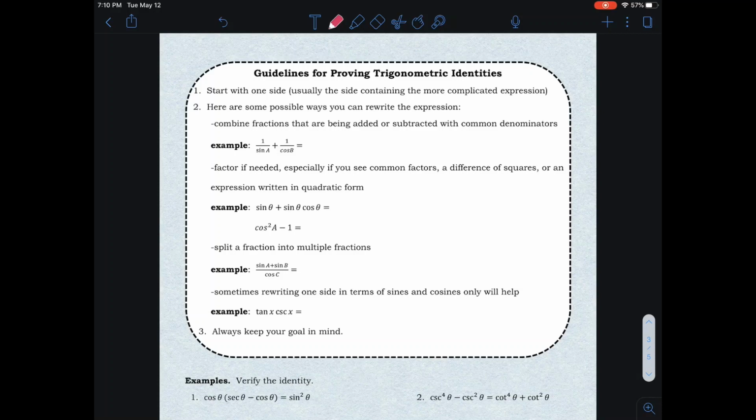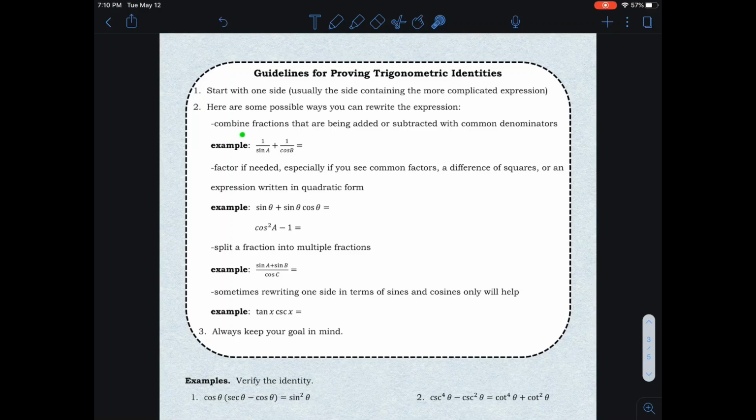The first thing you're typically going to do when you're proving an identity is always start with one side. And usually you're going to start with the more complicated side. So for example, if you look at the very bottom here, number 1, you're going to pick a side, and in this case, the left side is actually a little more complicated. So the left side is where we would start, okay? And then step 2 is where you have a lot of different options, okay? There's a lot of different ways you can rewrite the expression.